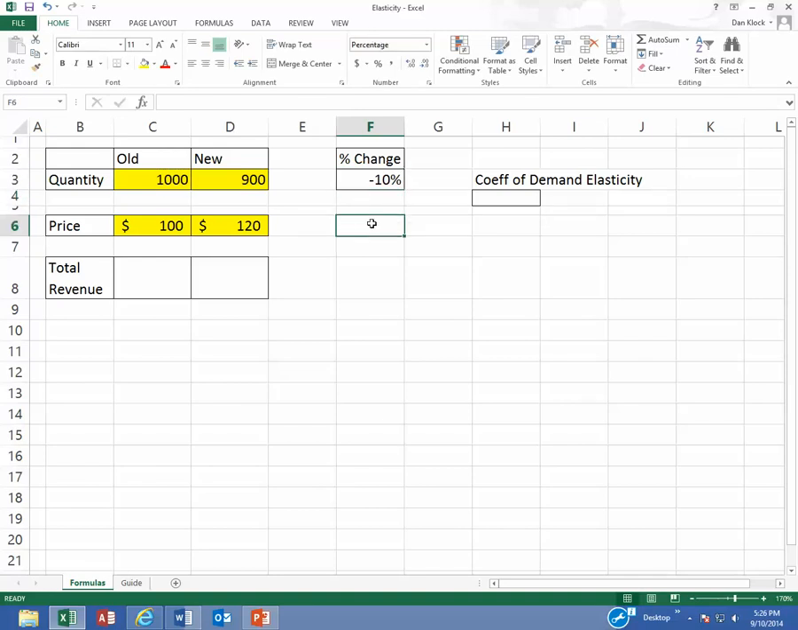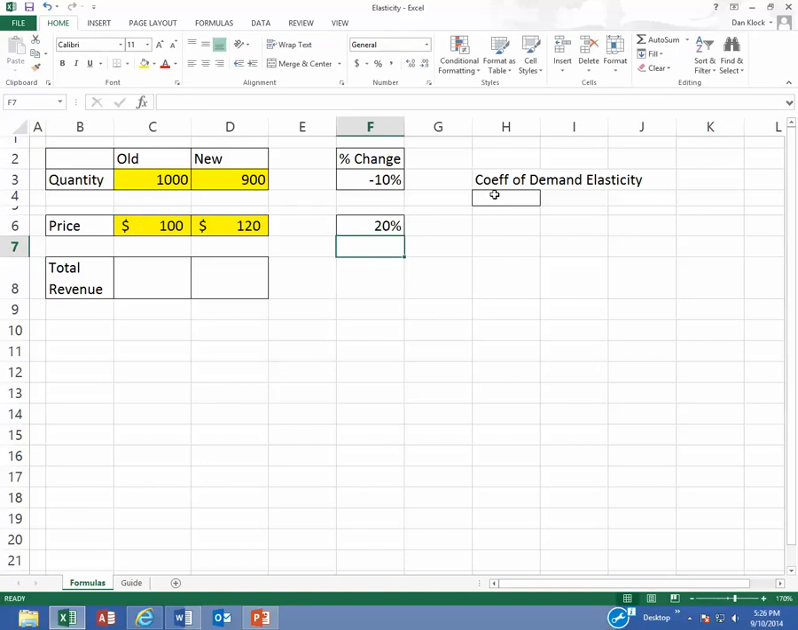And I could copy that formula down, but I'm just going to do it again for price. Equal, open paren, new minus the old, close paren, divide by the old. Boom, there's my 20%.